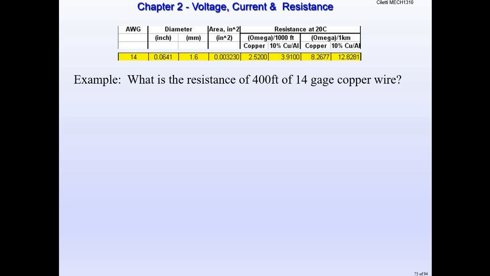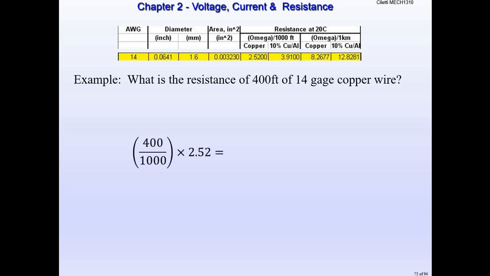So we're just going to base it on 1,000 feet. This is very, very simple to do. Okay, so we're going to take 400 divided by 1,000 and multiply it by how many ohms of resistance that specific size wire has per 1,000 feet.